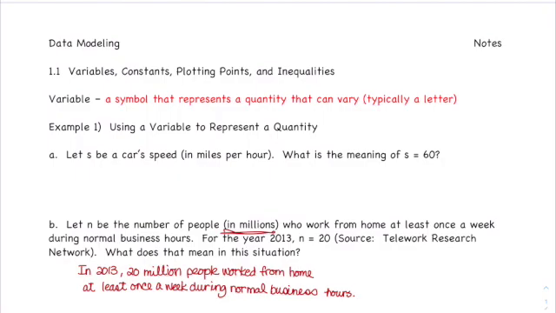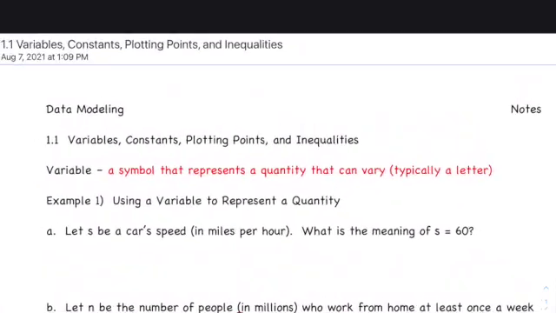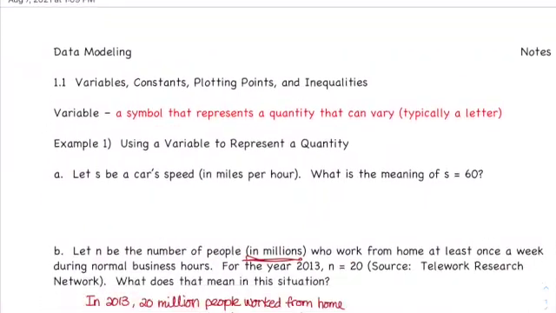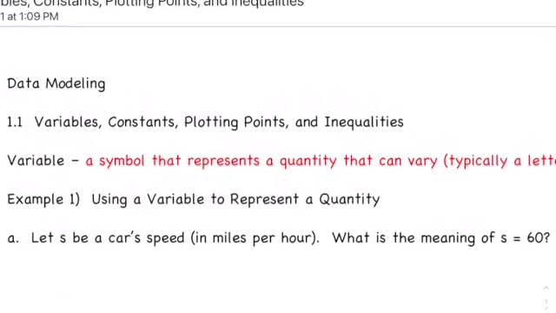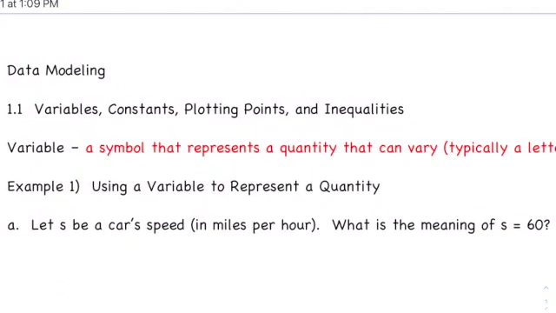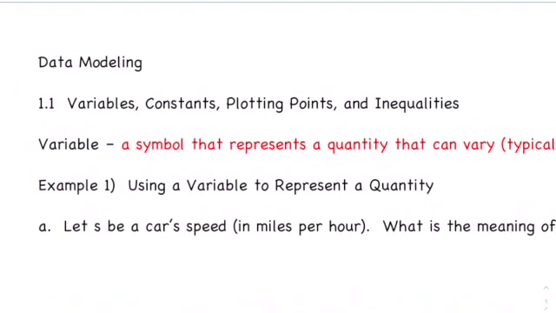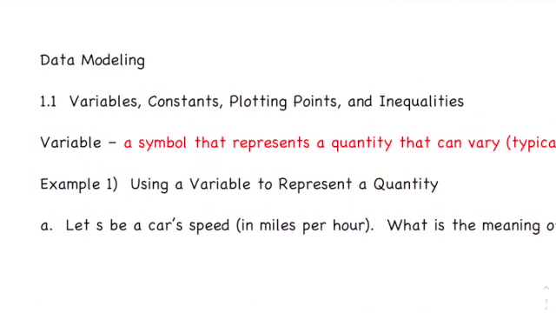Example 1, using a variable to represent a quantity. Let S be a car's speed in miles per hour. What is the meaning of S equals 60? Well, S equals 60 says that the speed of the car is 60 miles per hour. As long as you said the speed of the car and the 60 miles per hour somehow in your sentence, then you should be okay. So I'm going to pause the video and write it down.